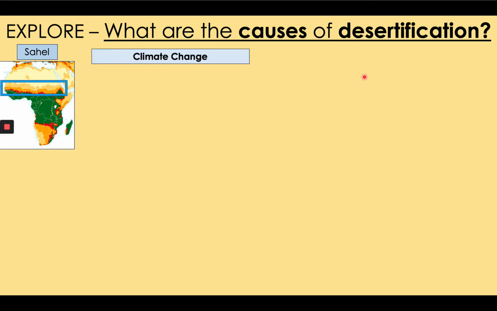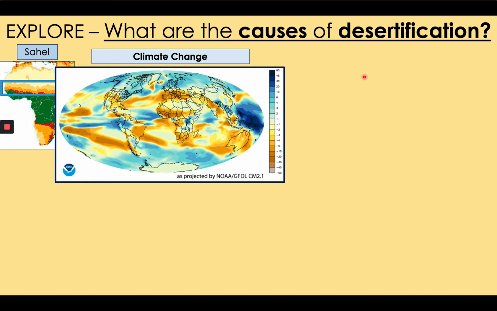Climate change is perhaps the main human-caused activity that is accelerating desertification around the world. How is it doing this? There are two forces of climate change that are causing the expansion of deserts. The first is this. This is a map showing the change in the patterns of and amounts of rainfall around the world. If it's orange, it means there's going to be less rainfall in these regions. And if it's dark blue, it means there's going to be more.